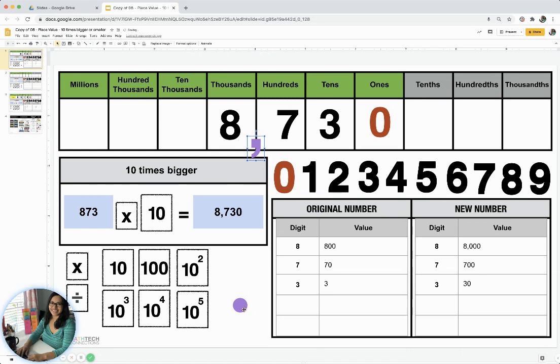And you can also use this with decimal numbers, or do larger numbers, 100 times bigger, 100 times smaller.